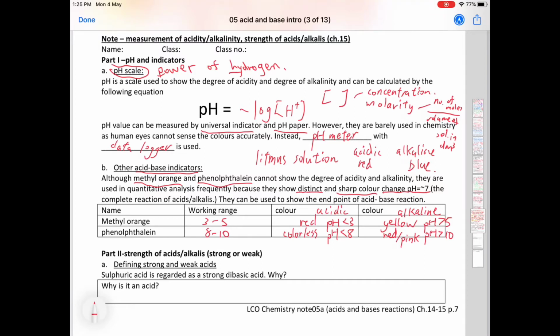And these two indicators are extremely useful in quantitative analysis to determine the concentration, the amount of the substance in a sample. And you will learn the detail later, and you will learn a method called titration, 滴定法.